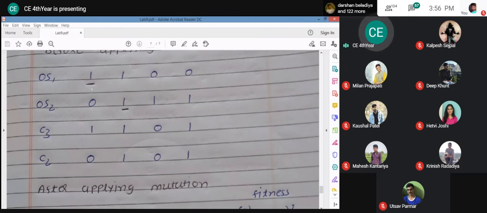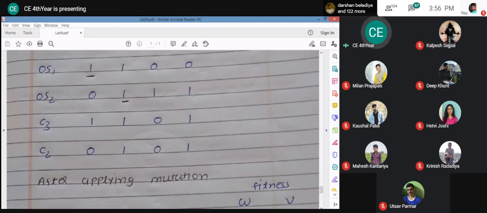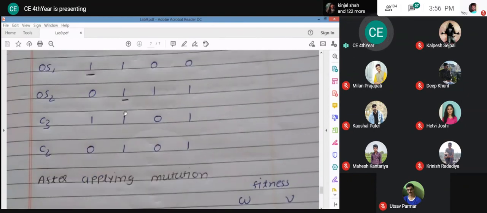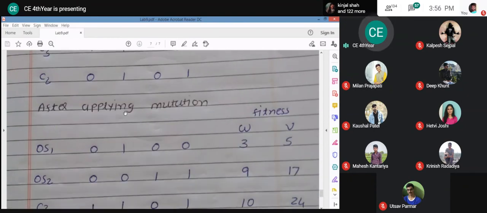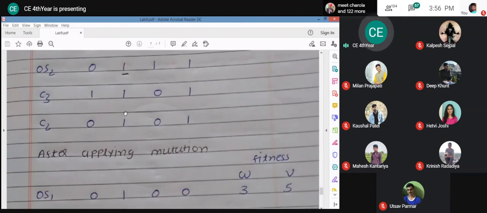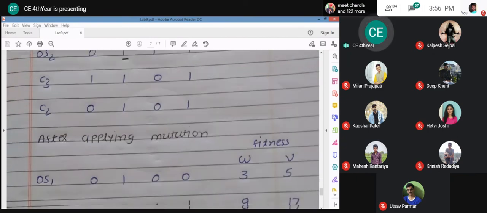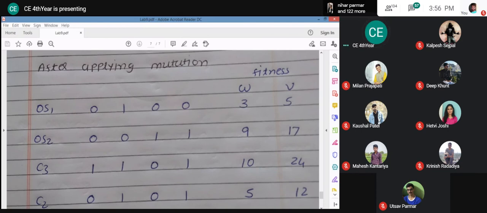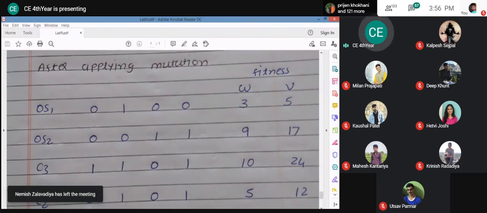So after the mutation, what happened? This 1 changes to 0, in this underlined bit. So OS1 becomes 0100, and OS2 becomes 0011, and the remaining two, C3 and C2, remain as they are. Mutation is the last stage of this generation. After the mutation, again you have to calculate the fitness.